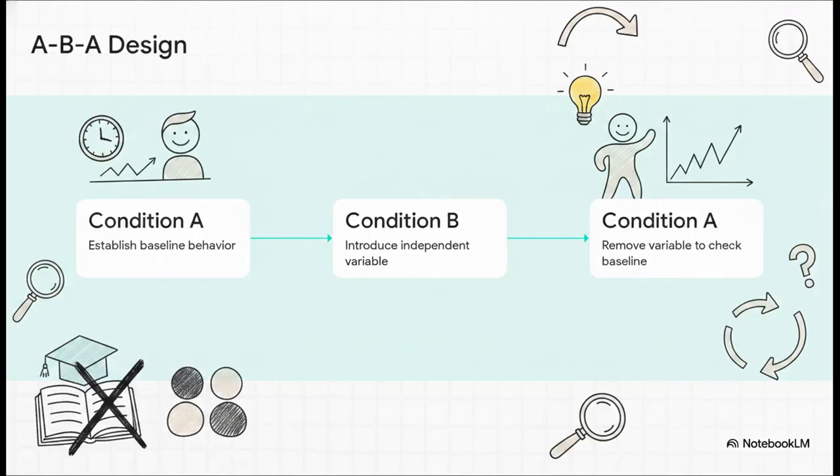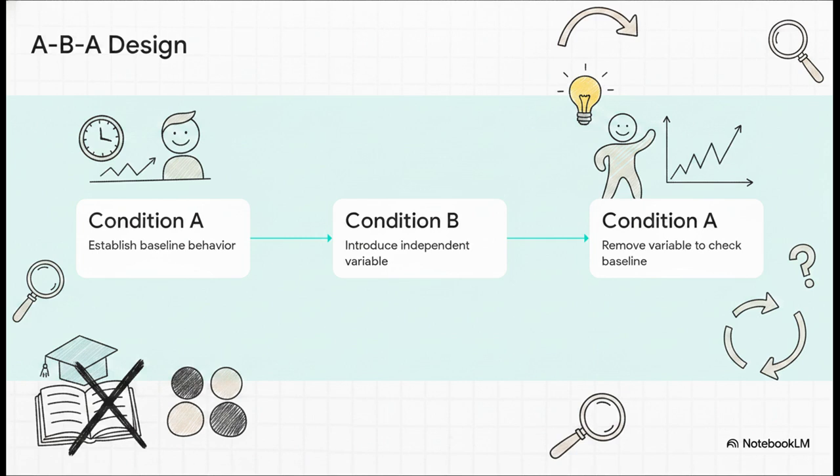To really lock this down, researchers use what's called the ABA within subjects design. Think of it chronologically. Step 1, condition A. Establish that normal baseline behavior. Step 2, condition B. Introduce your independent variable and measure any changes. But step 3 is the true kicker. They go back to condition A by completely removing the independent variable. If that variable was the true cause of the change, the behavior should bounce right back to the original baseline.